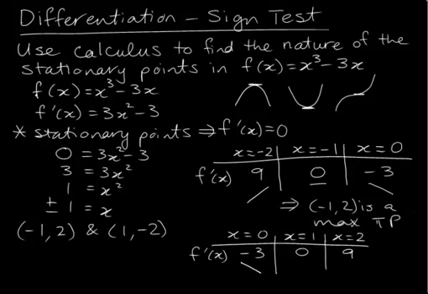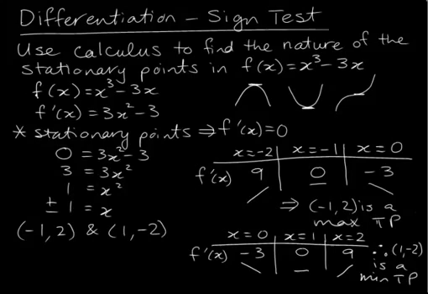So here we go, decreasing gradient, 0 gradient, and increasing gradient. So this would tell me then that the point 1, negative 2 is a minimum turning point.